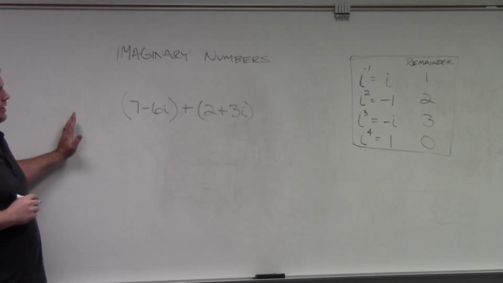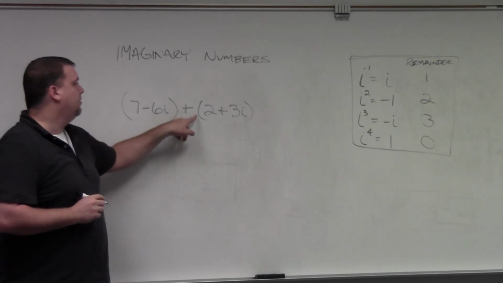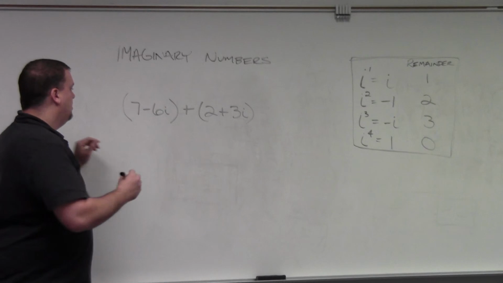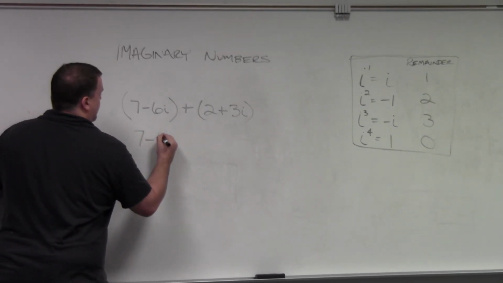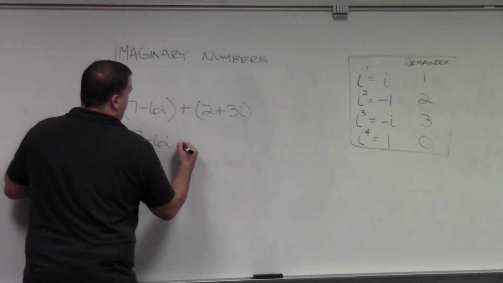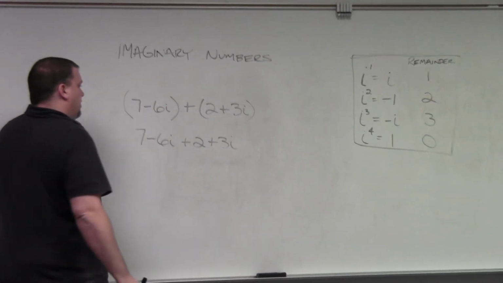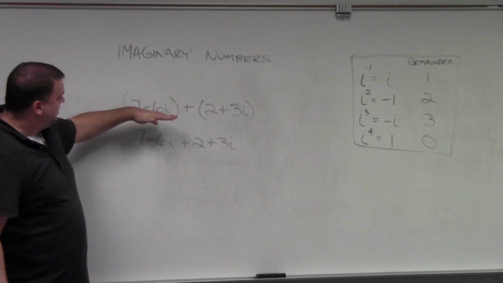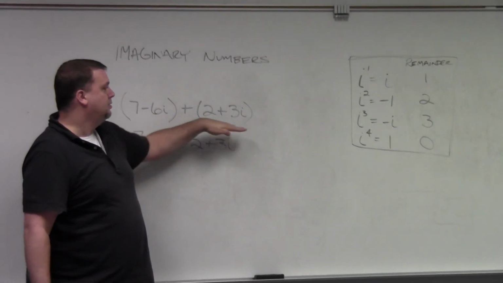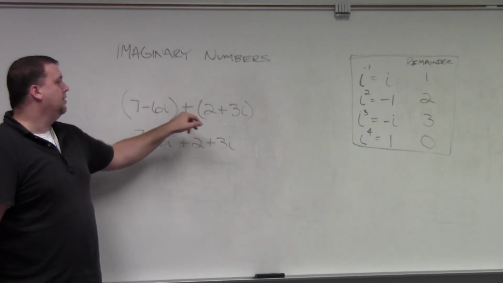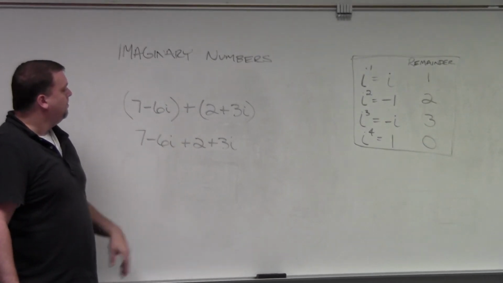Well, do we really need the parentheses here? Is anything happening in front of these parentheses? There's no number being multiplied, so we can really just drop the parentheses. They're only there in this case to designate that this is one complex number and you're adding it to another complex number. But as far as operations, there's nothing happening in front of them, so we can just drop them.